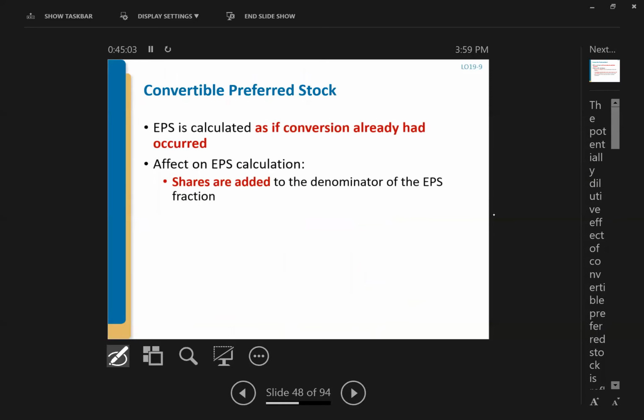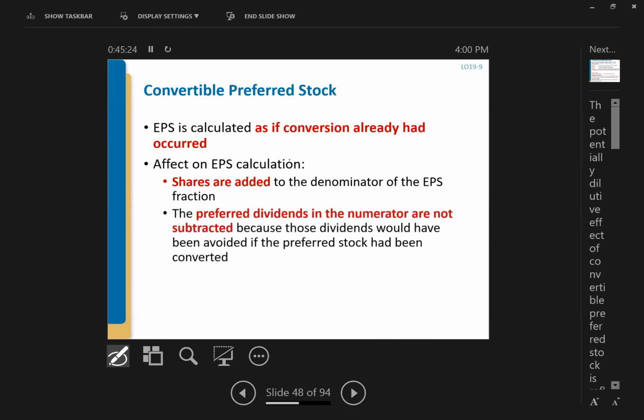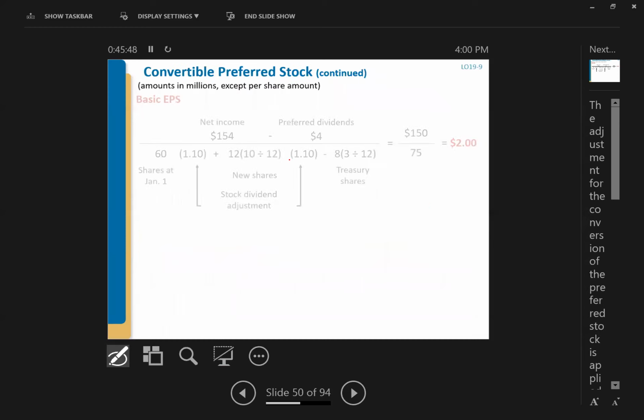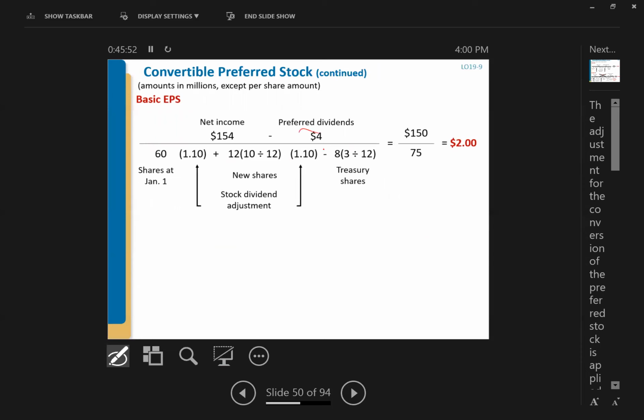Convertible preferred stock. Again, we're going to make the assumption that it was converted at the beginning of the period. The effect on the earnings per share calculation: we're going to increase the denominator by the number that have been converted, and the preferred dividends are going to either go away or be reduced. So we're going to say that these are convertible to 3 million shares. We're going to increase our denominator, and following their example, instead of subtracting the dividends here, we're just going to add those back.